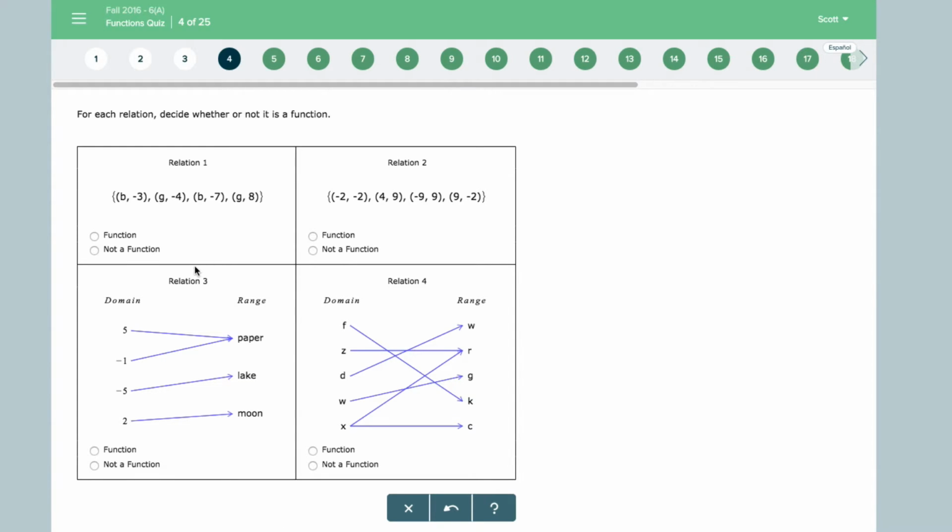Number 4, we're looking to see if it's a function or not. And here we have B, G, B, G. We have these 2 and these 2. X's can never repeat themselves. So now that those x's repeat themselves, it is not a function. You can say, well, when I plug in a b to the function, what do I get? Well, I get either a -3 or a -7.